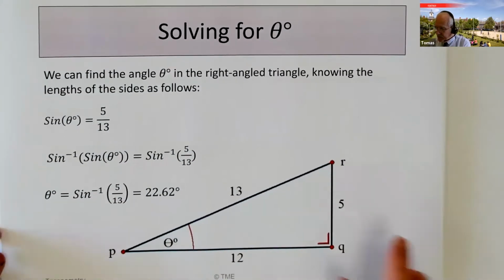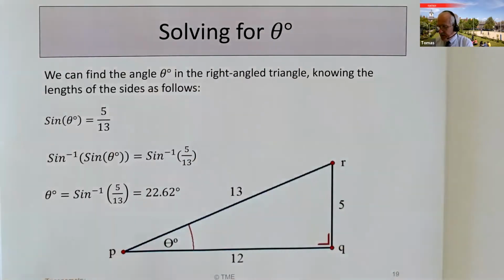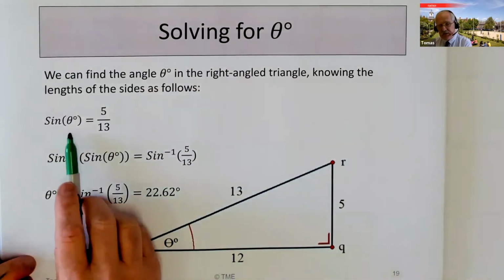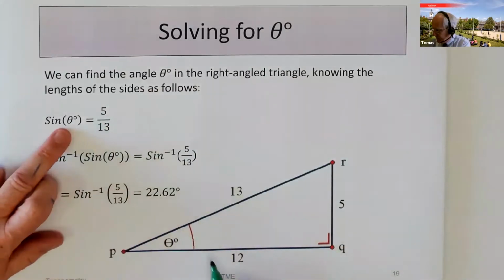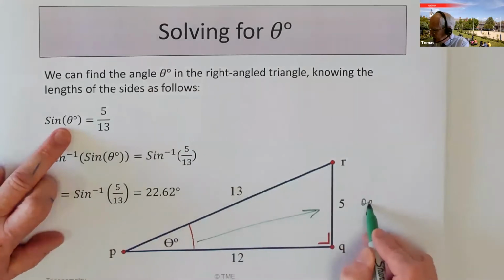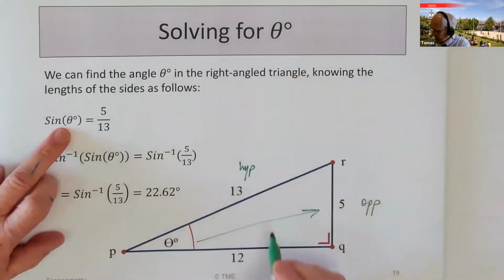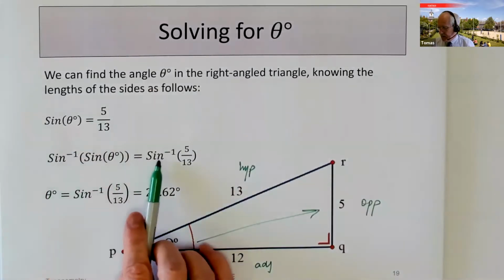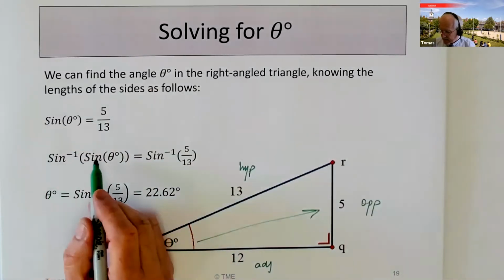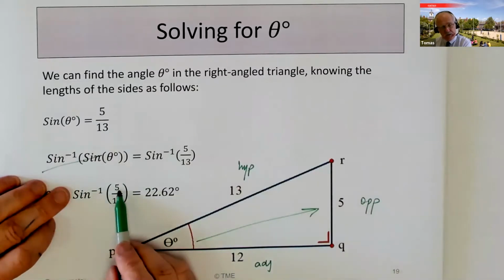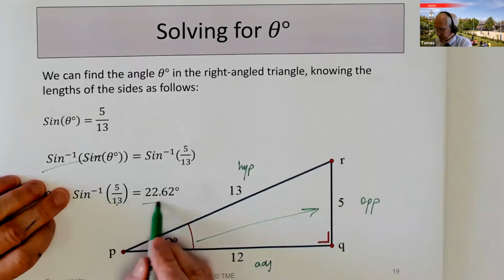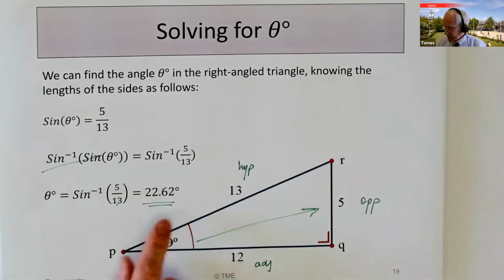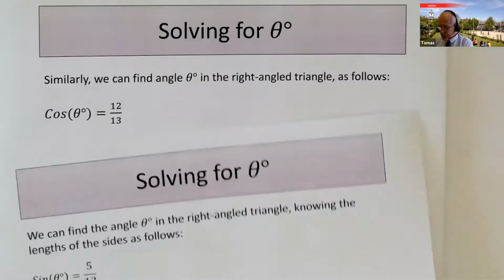So we can find theta, the angle theta in the right angle triangle, knowing the lengths of the sides. So let's say that sine theta is 5 over 13. This is opposite, and this is hypotenuse, and this is adjacent. We can take the inverse sine of it and the inverse sine of that. They'll cancel. So I just type 5 over 13 on my calculator, get the answer, and then hit inverse sine. And if it's set at degrees, I get 22.62, which looks about right.